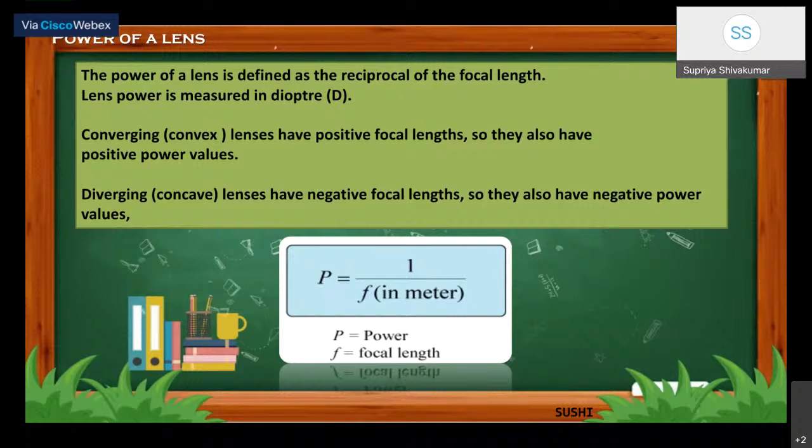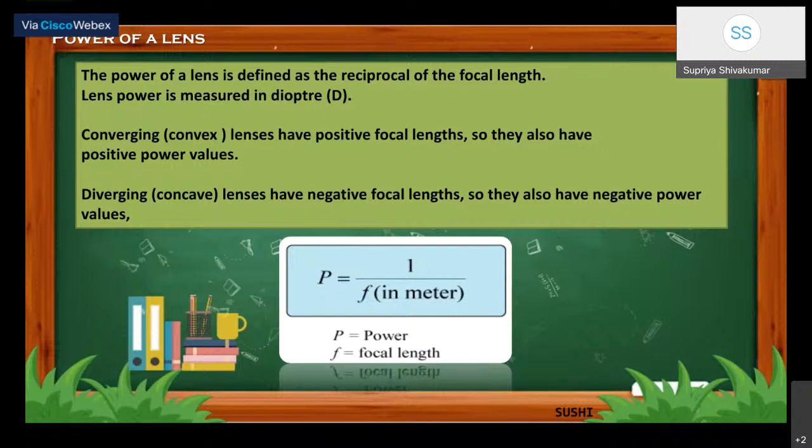Most of the time what we go wrong here is, when the focal length is given in centimeters and they ask to find the power, what we do is just directly take the reciprocal of the given focal length and write the answer. But we know power is expressed in diopter, which is an SI unit, so therefore the focal length, which is nothing but a length, should also be expressed in meters. So when the focal length is expressed in meters, you can directly take the power in terms of diopter. Otherwise, convert centimeters to meters.